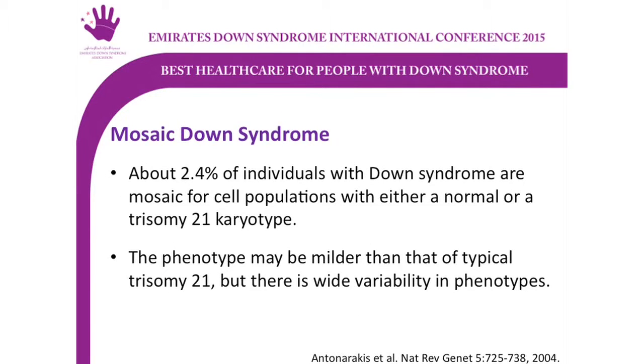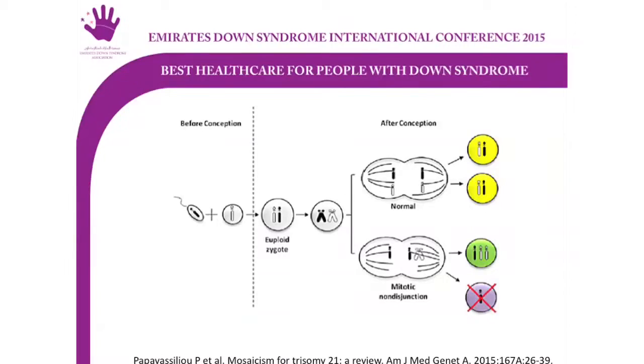Finally, there is a small percentage of children with Down syndrome who have mosaic trisomy 21. That means not all their cells will have 3 copies of chromosome 21. Some of the cells will have 3 copies, other cells will have only two copies. So typically, these children will have a milder phenotype, and the phenotype is really variable. It depends on when the abnormality takes place.